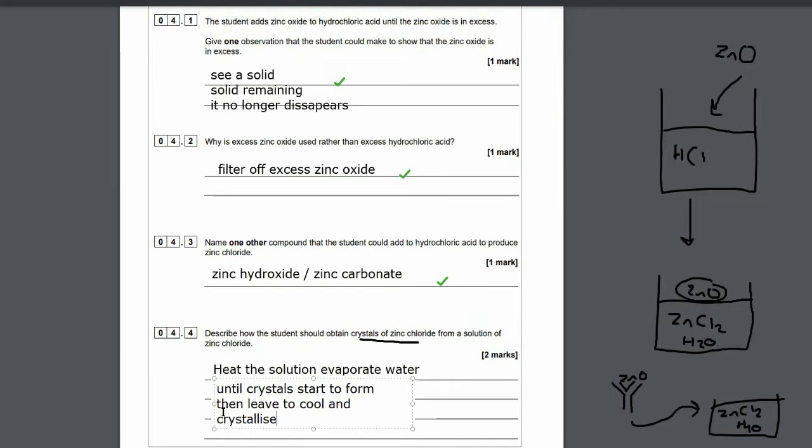But if you wanted it pure and dry, so if it's in a big 6 marker, I would always say refilter and dry with paper towels. Now, it doesn't say dry in the question, so you'll get no marks for that last bit. I'm just putting that there because that's something you should know to be able to step up and add to your answer. If it was asking for pure dry crystals of zinc chloride, then we would definitely want to crystallize it and then refilter and dry with towels. All right, coolio. Let's move on.